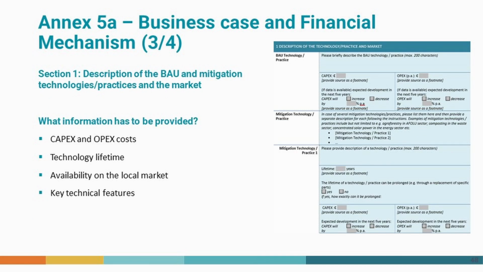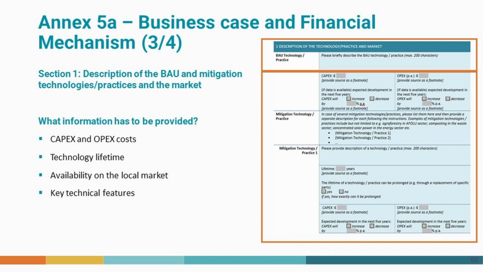Slide 3. In the first section, you are asked to provide a description of the business as usual technology or practice and of the mitigation technology or practice to be promoted by your project. In addition, you are required to provide information such as capital and operational costs, lifetime of the technology or practice, availability in the local market, and key technical features for your project. Please keep in mind that this information is to be provided for all mitigation technologies or practices supported in the project.